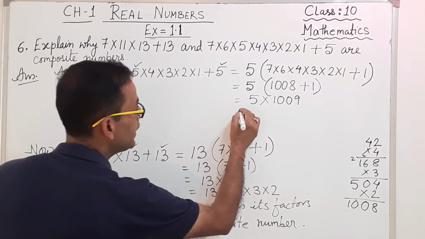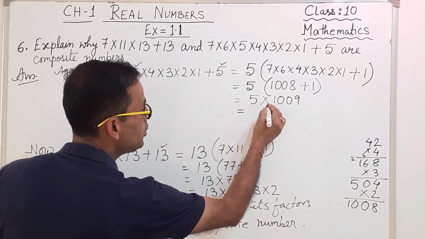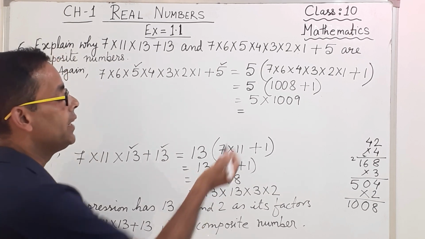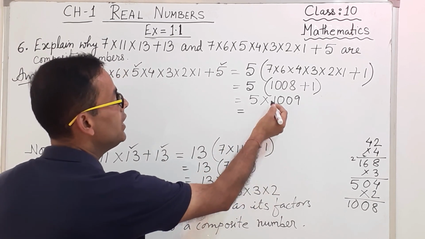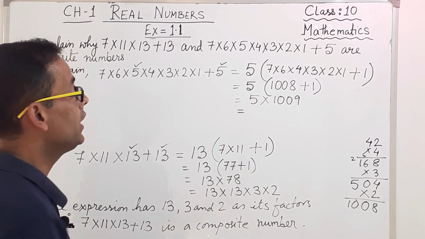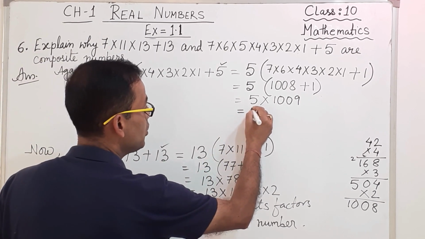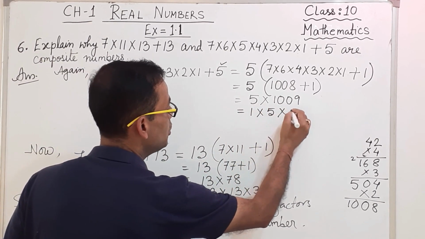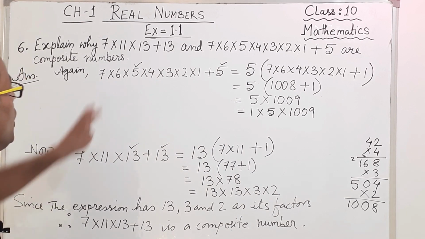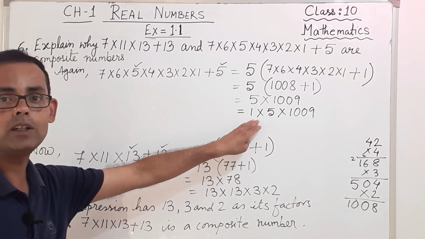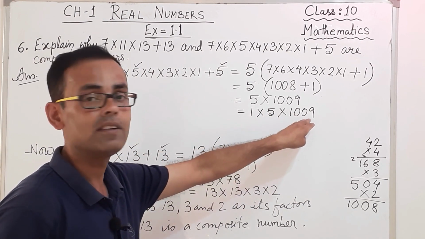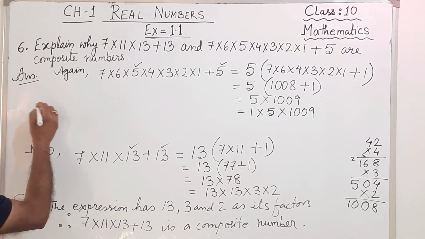Now here we can write this one this way: 5 into 1009. Now 1009 we cannot break it. So it cannot be broken into factors. So it will be 1009 only. It will divide by 1009. So now what factors can I say? 1 into 5 into 1009. Clear? Understanding or no? So here you can see more than 2 factors. Clear or no? One is 1, one is 5, one is 1009.